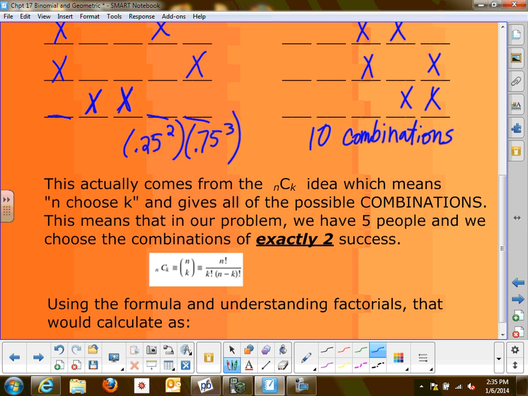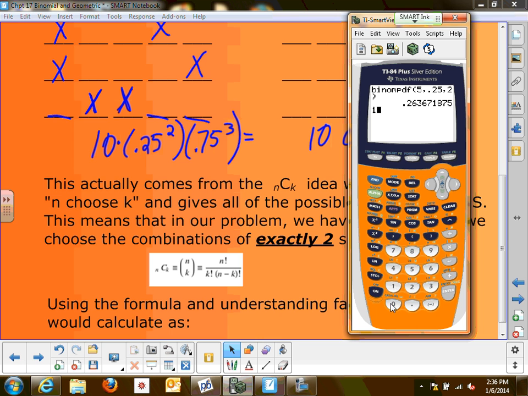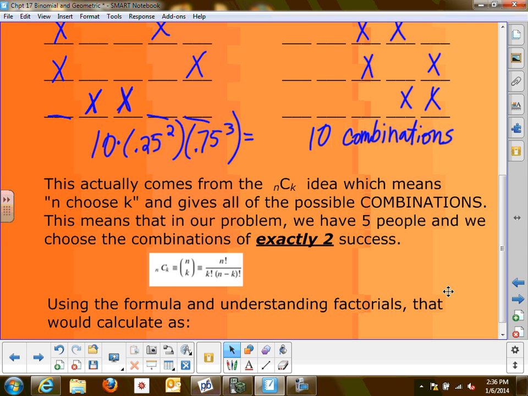And how many combinations are there? How many lines do I have? 10 of those. So if I multiply all of that out on my calculator, here's what I get. 10 times 2 successes times 3 failures. Boom. You see, it's the same thing that the calculator got when it did the binomial function. So what it's doing is not just doing one of these pictures, it's doing all 10 combinations.